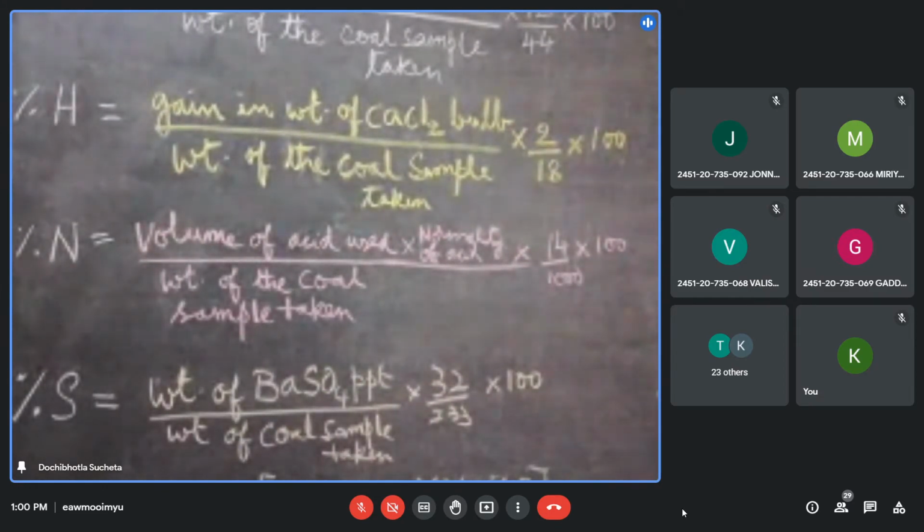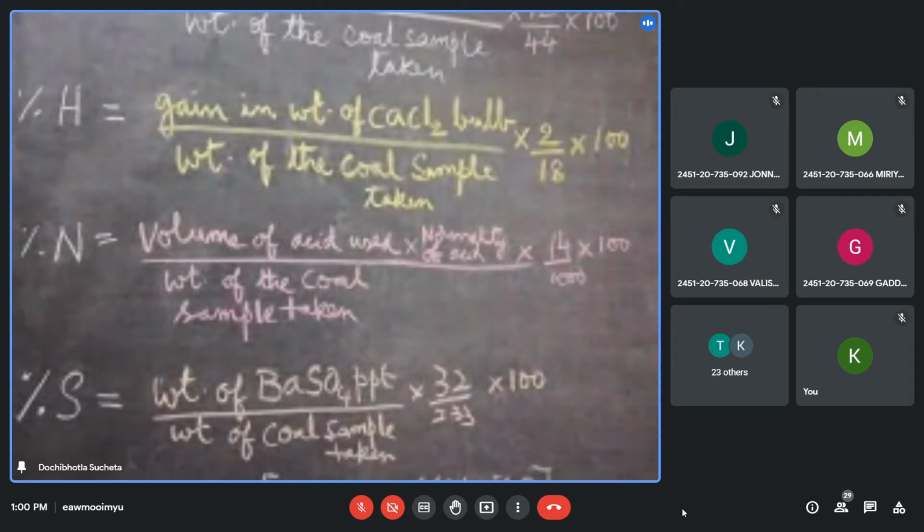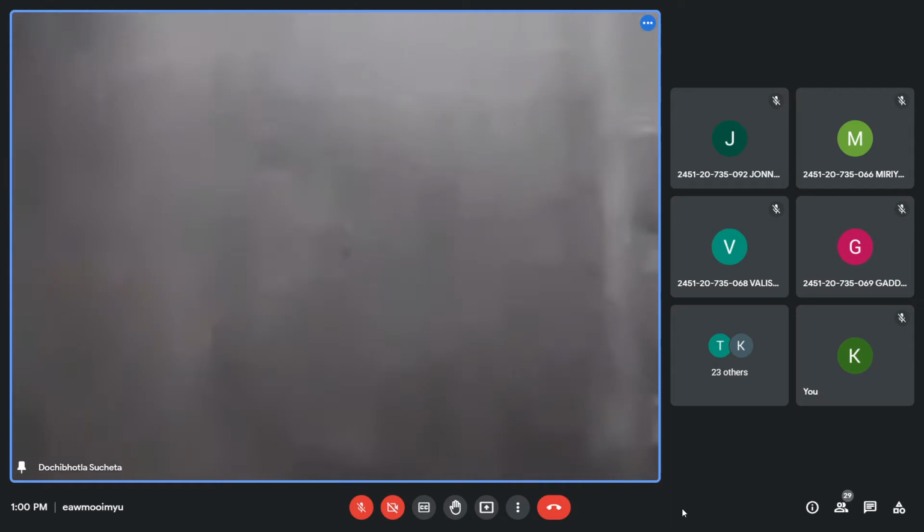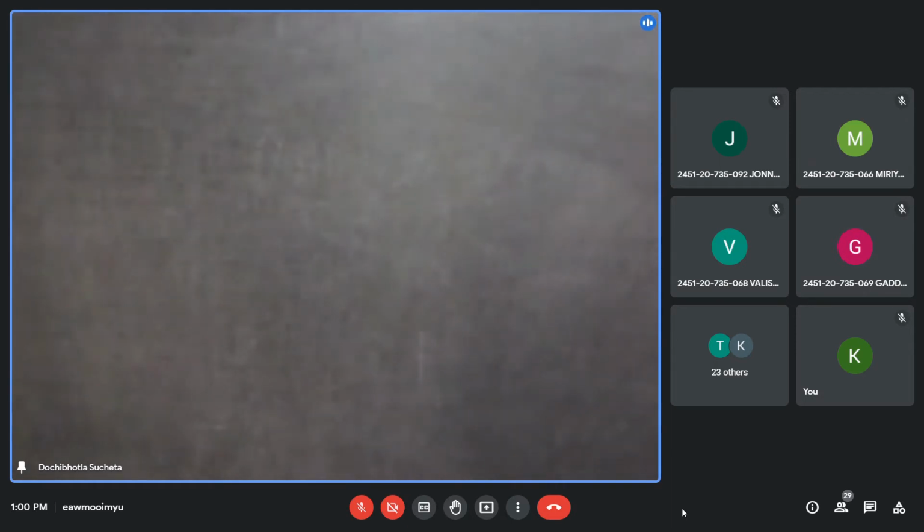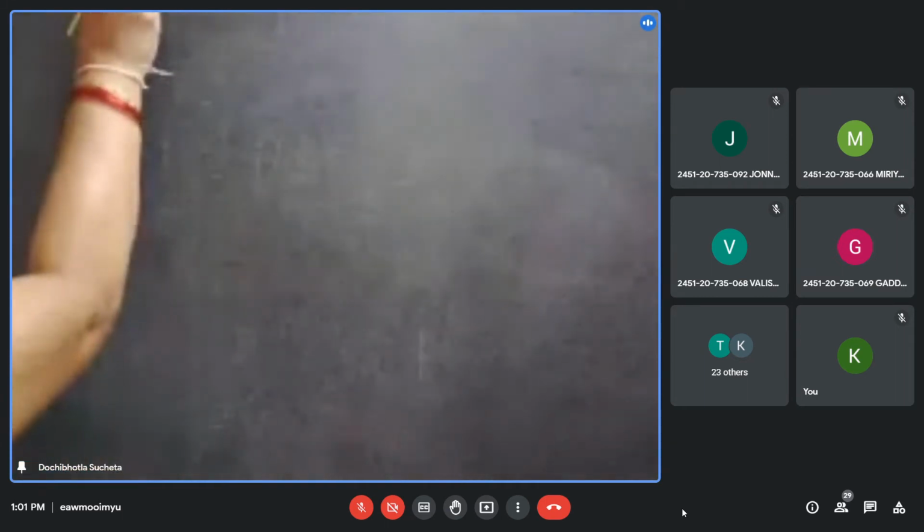Fine. Now, the last one is finding the percentage of sulfur. Okay. So, it's again a very easy one. So, how to find the percentage of sulfur? Percentage of sulfur is measured by a simple technique, by precipitating barium sulfate. Okay. So what I do, I'll take a known weight of coal sample like 1 gram or 2 grams, whatever. Generally 1 gram is taken.